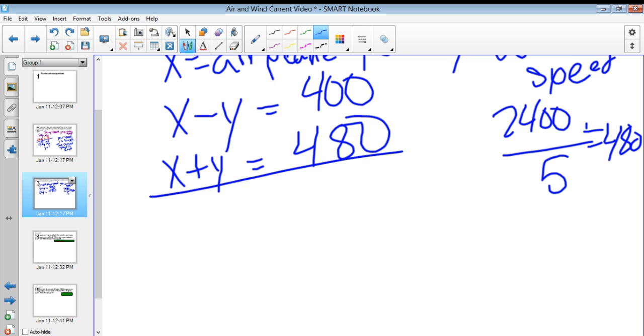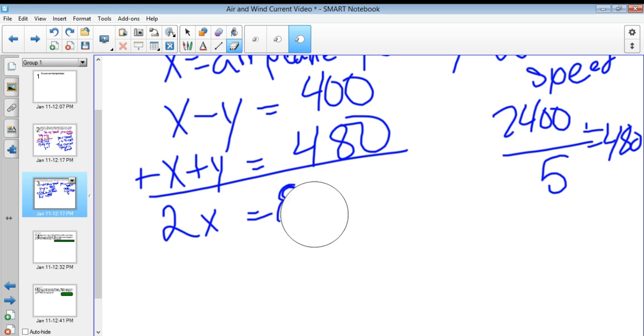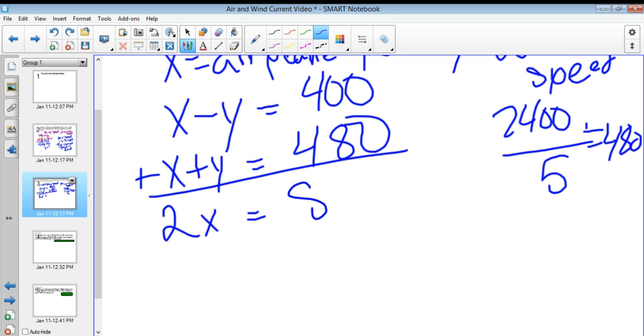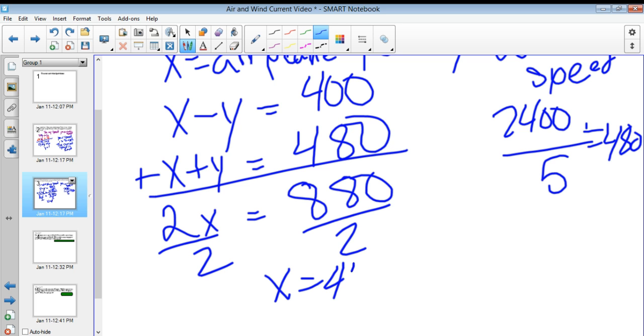And again, here I'm going to be doing elimination. I add these up and I get 2x is equal to 880. Oh, that's an 8, that looks a little stupid right there. So 2x is equal to 880, which means x is equal to 440.